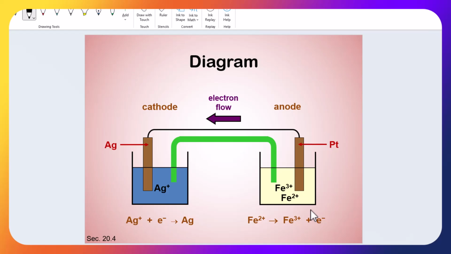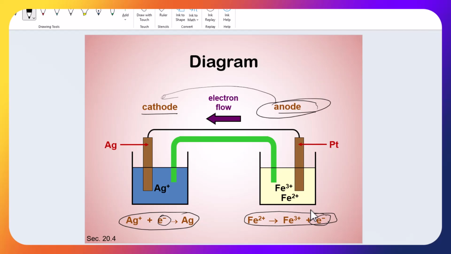Here is our reaction, and they did put the cathode on the left side, the anode on the right side. Again, here is where the oxidation half reaction is. In the anode, you can tell that it's oxidation because the electron is on the product side. Over here, you can tell that this is the cathode because the electron is on the reactant side. It's being added to a species. The electron flow is always anode to cathode. That's the way that it rolls.